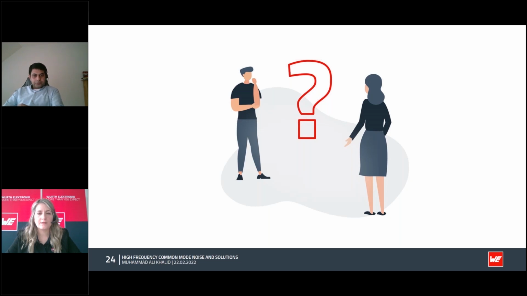Thank you very much. So the next question, is it possible to use these filters in combination, either series or parallel, to achieve better filtering?